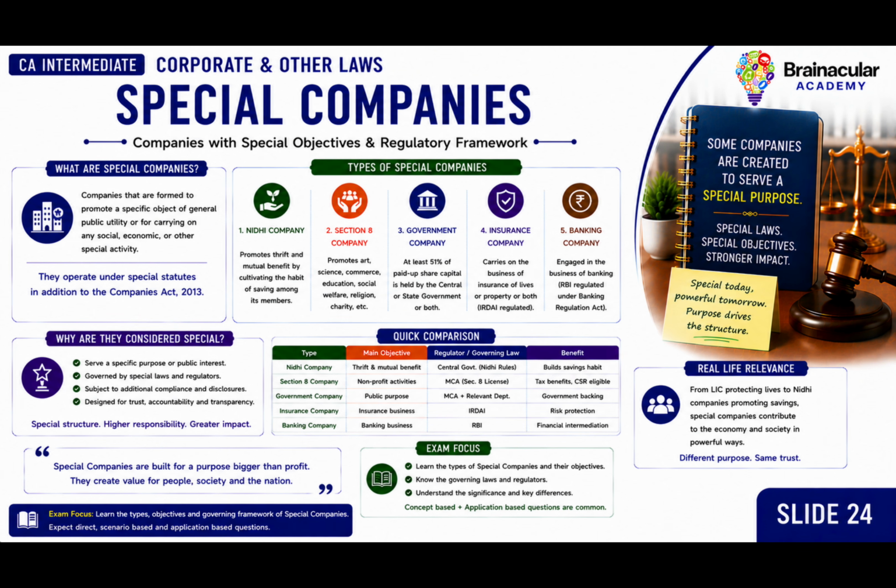Next we'll see government company. This is contained in section 2, subsection 45. A government company means any company in which not less than 51% of the paid up share capital is held by the central government or any state government or governments, or partly by both. A subsidiary of a government company is also a government company.